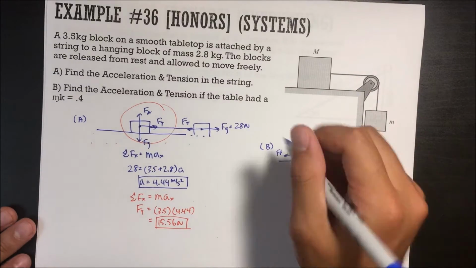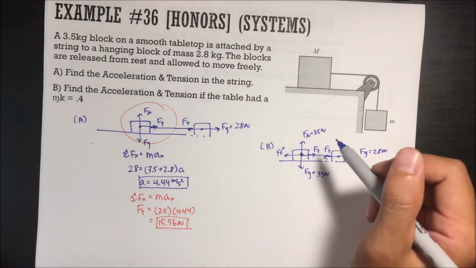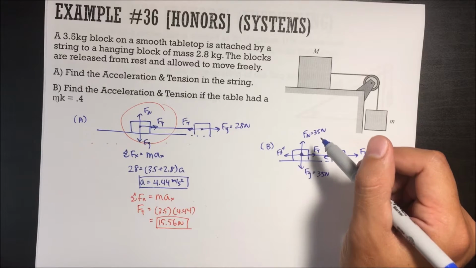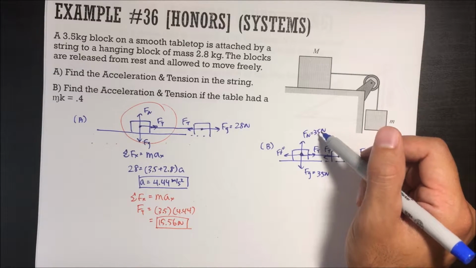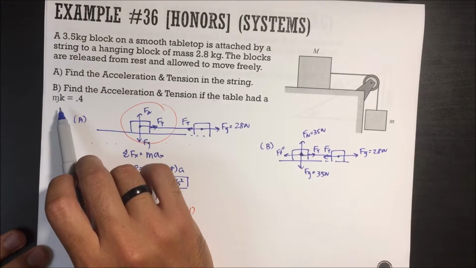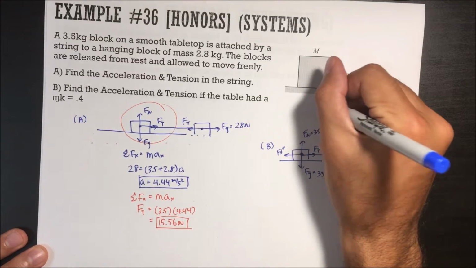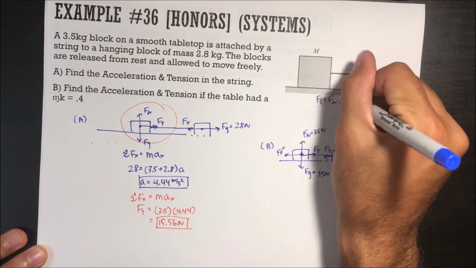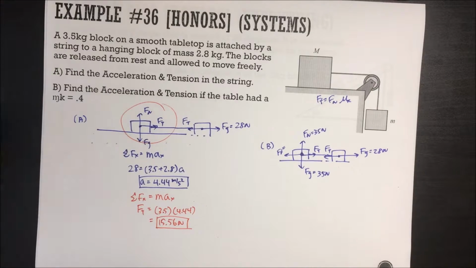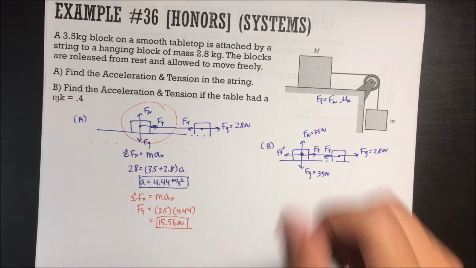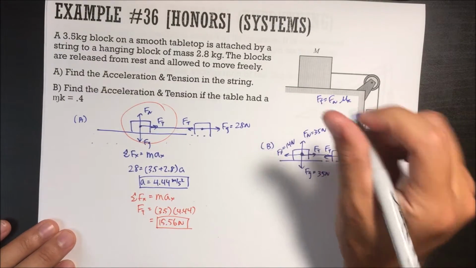This time I'm going to figure out what this force of friction is. I know force of friction is equal to the normal force, 35, times the coefficient of friction, 0.4. So force of friction is equal to normal force times coefficient of friction, so 35 times 0.4 is equal to 14 newtons.